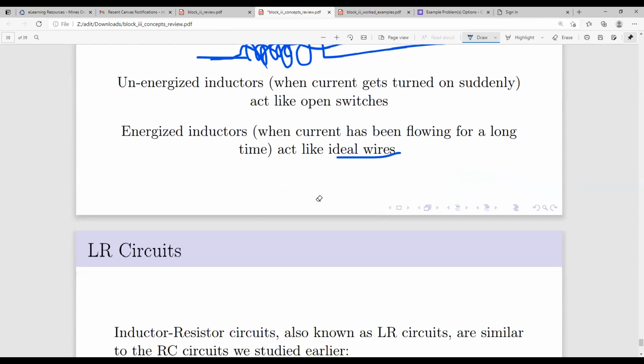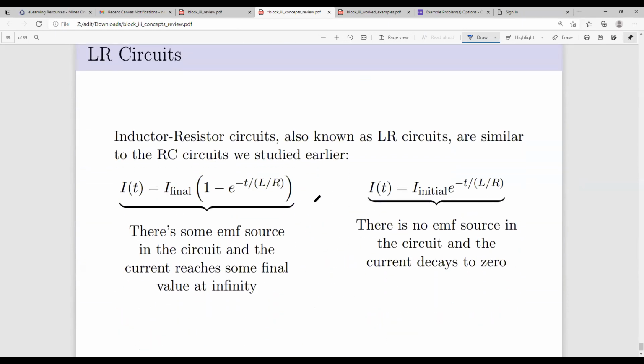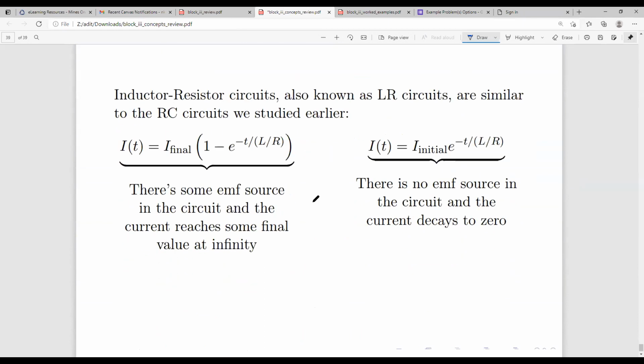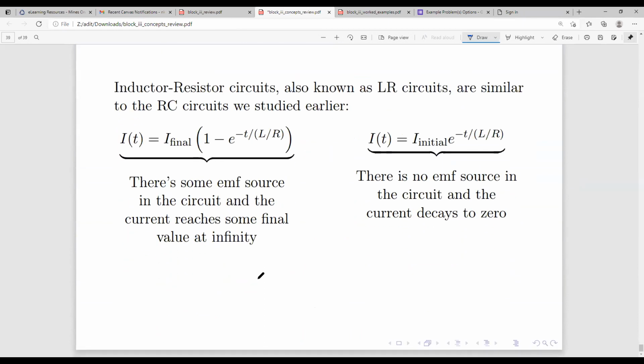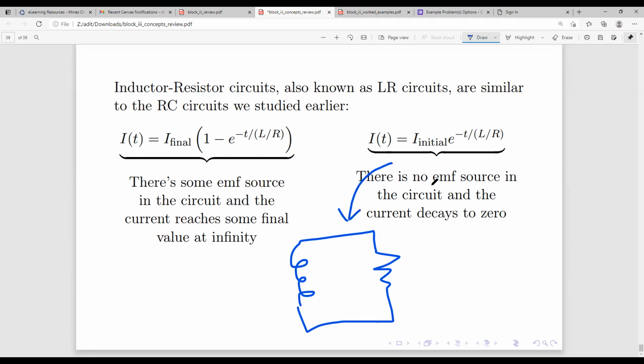Cool. I think I put an example about that. And LR circuits are sort of the last topic. They're sort of similar to RC circuits that we did a lot of in block 2. That would be if I had some sort of inductor and maybe a resistor in the circuit. In that case, I'd be using this equation because there's no EMF source. So the energy stored by the inductor that would be providing energy to the circuit would run out and the current would decay to 0. Or if I had a battery, the current would reach some final steady state I.